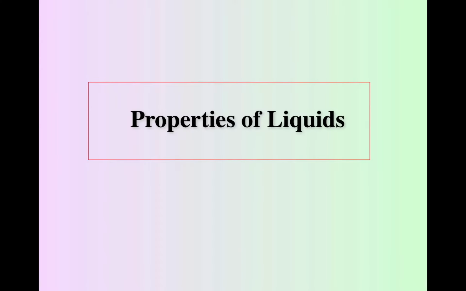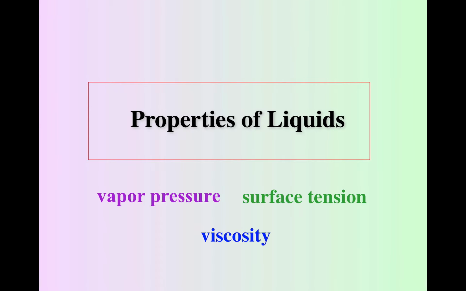All right, properties of liquids. These are the three properties we're going to look at with liquids: vapor pressure, surface tension, and viscosity. Now, all of these are related to the strength of the intermolecular attraction between the liquid particles. So high or strong intermolecular attractions or interparticle attractions mean low vapor pressure, high viscosity, and high surface tension.